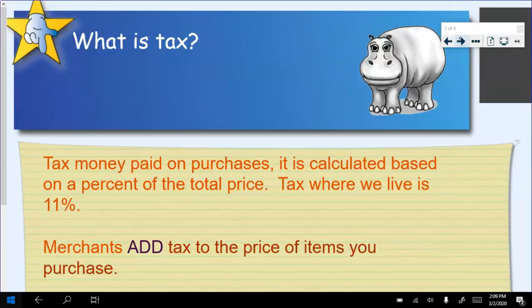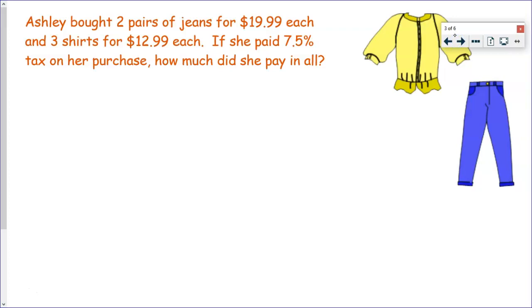So just a quick definition here. What is tax? It's money paid on purchases and it's calculated based on a percent of the total price. So tax where we live is 11%. Merchants add tax to the price of the items you purchase. And just take note, each province has their own tax. So we're going to do some questions here.